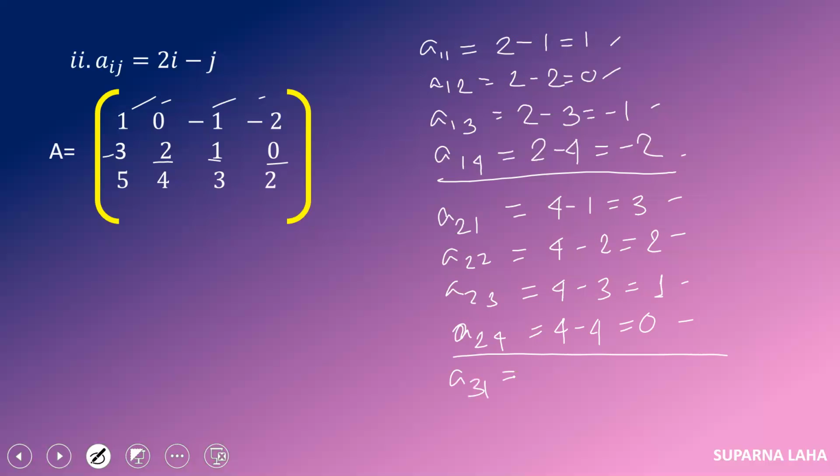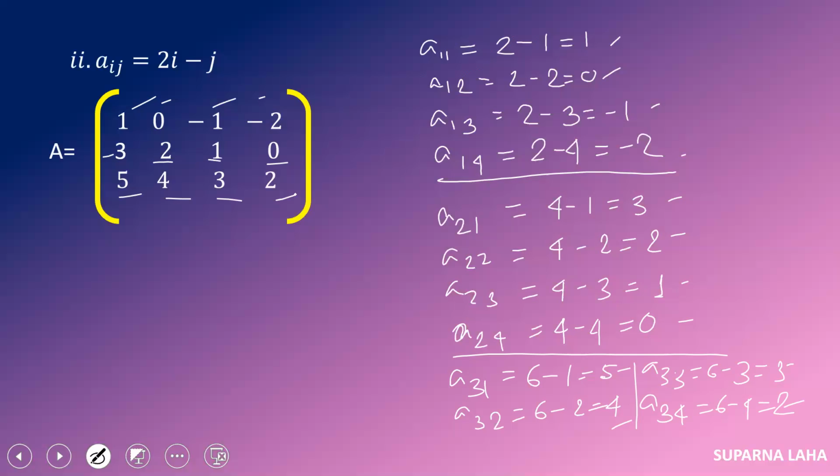Moving to the third row. A31: 3 twos are 6 minus 1, 5. A32: 3 twos are 6 minus 2, 4. A33: 3 twos are 6 minus 3, 3. A34: 3 twos are 6 minus 4, 2. That means the third row is 5, 4, 3, 2. Here is the answer. Here is the solution, so write it down.